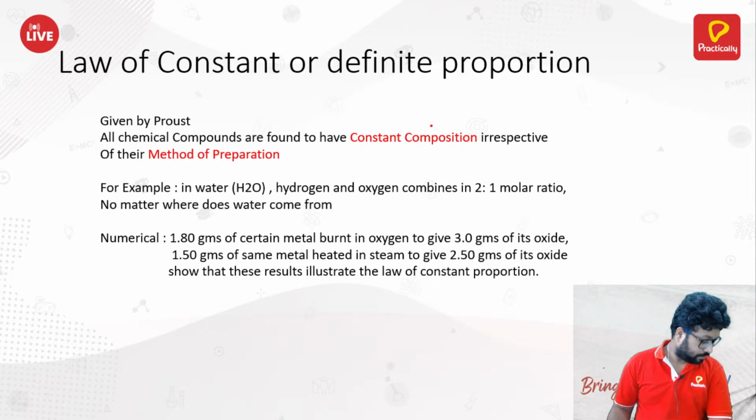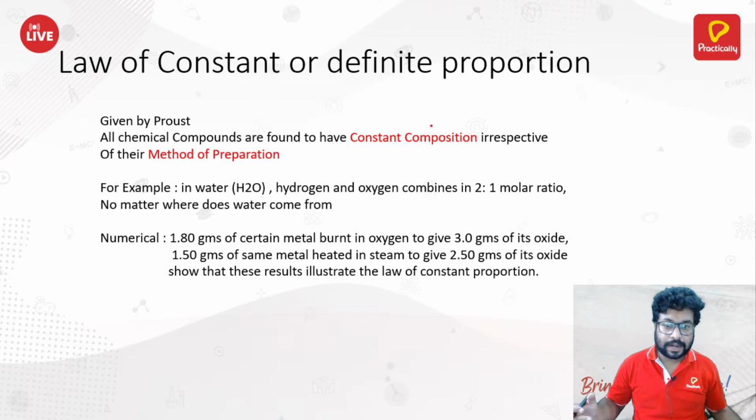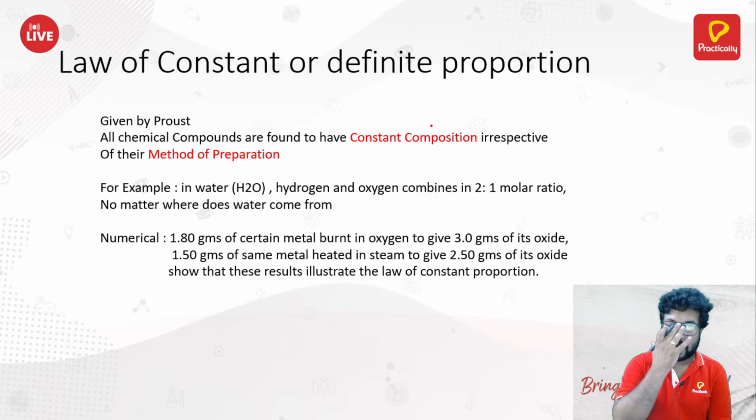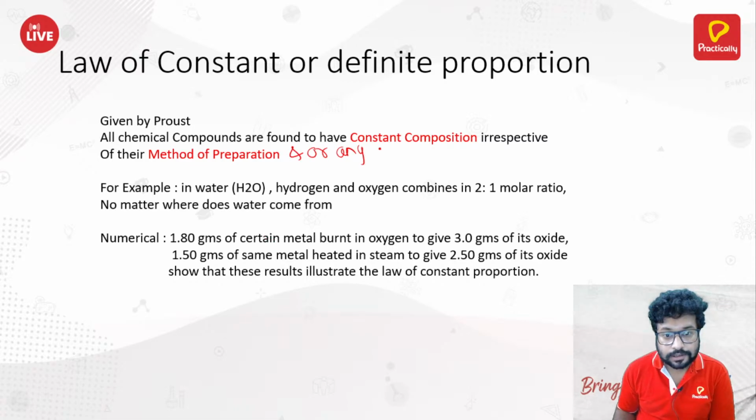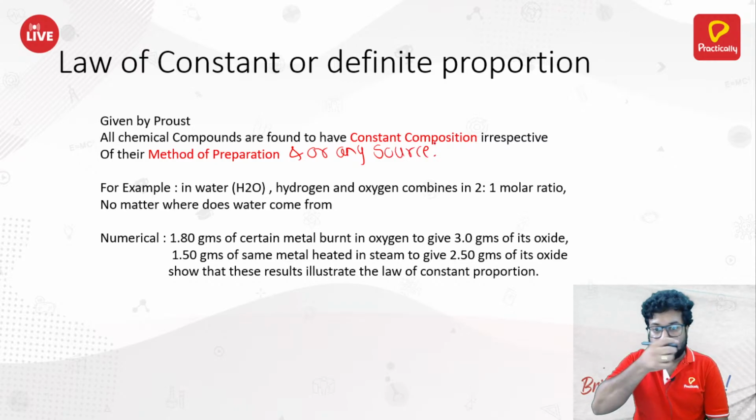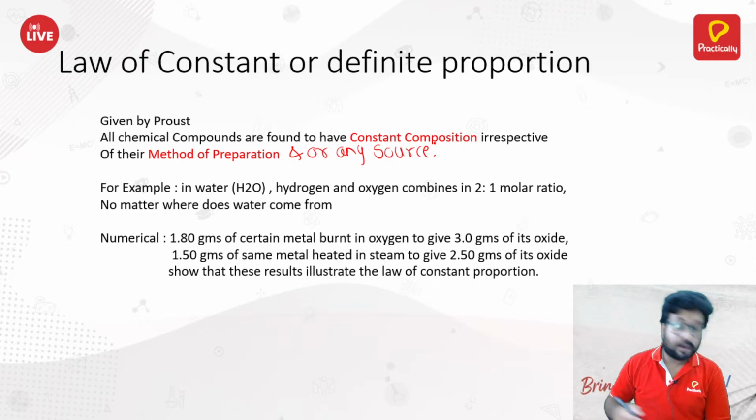Now, what is the law of constant or definite proportion? This law says that all chemical compounds are found to have constant composition irrespective of their method of preparation. That means you can prepare a given compound in whatever way. You can have any method of preparation or any source.